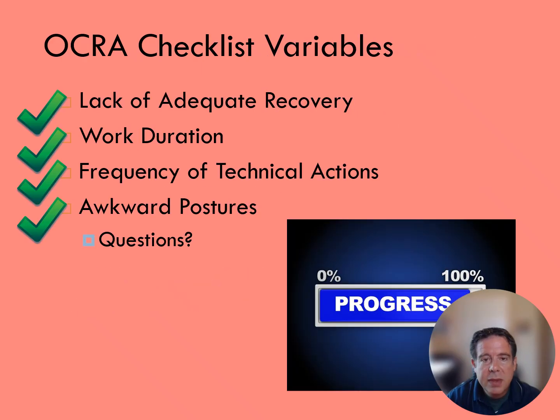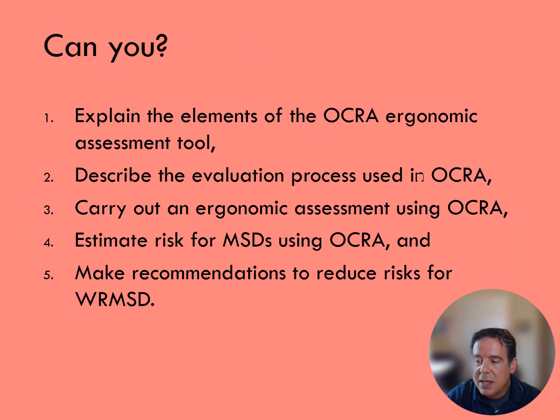Okay, so that completes our second of 3 on OCRA. We've gone over the lack of recovery, looking at that 6 to 1 or 5 to 1. The duration, looking at 8 hours or more for a decrease in modifiers. The frequency of the action, so we've got sustained static postures versus dynamic postures, and awkward postures. We're looking at those 4 limbs. So we'll continue on. From this, overall, we want to know when we're using OCRA, how we're using it, and what the recommendations are.